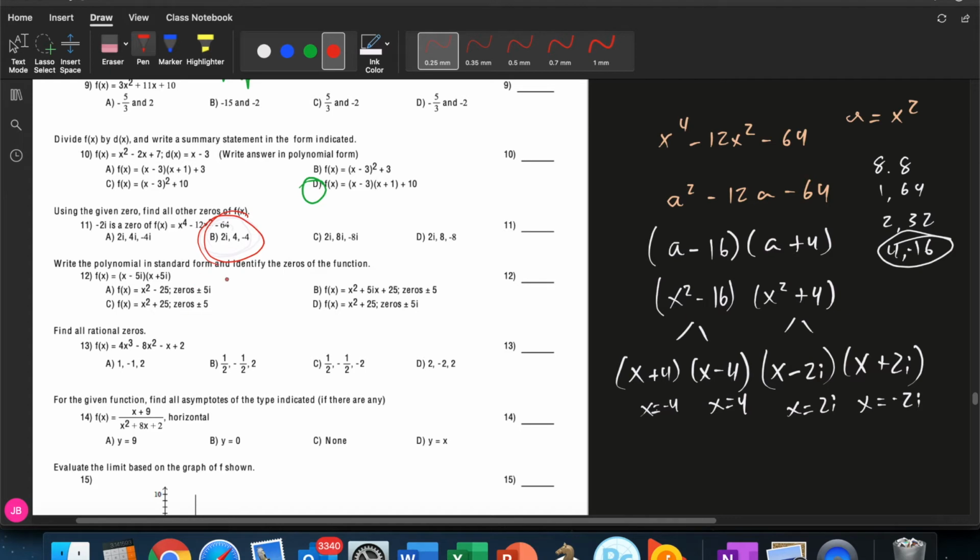Number 12 is very similar in concept. This is actually using sum of squares. You see how this right here looks very similar to this over here. So we know that this is a sum of squares. First of all, it can't be A because that's a difference of squares. So we're going to eliminate that. And then we need to find the zeros of it. So the zeros are going to be positive 5i and negative 5i. So it's not C. Sorry, it's not B. It's just going to be D.